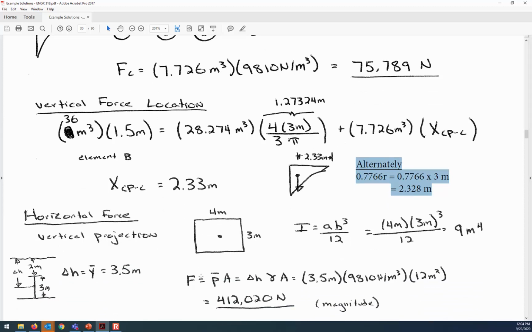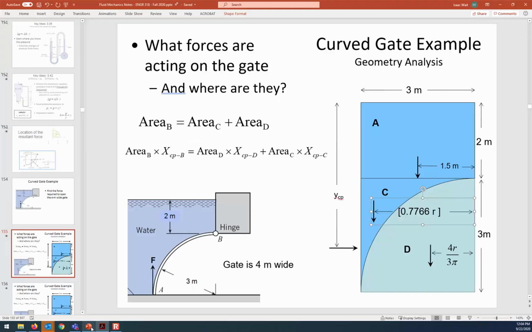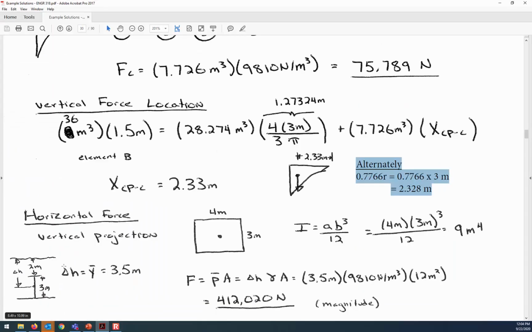Now, what about the magnitude of the force? The magnitude is going to be equal to the depth of the centroid multiplied by gamma times the area. So the depth of the centroid: if the center of area for the projection is 2 meters plus 1.5 meters, so the delta H is equal to y bar, it's 3.5 meters down from the water surface to where the centroid is located.